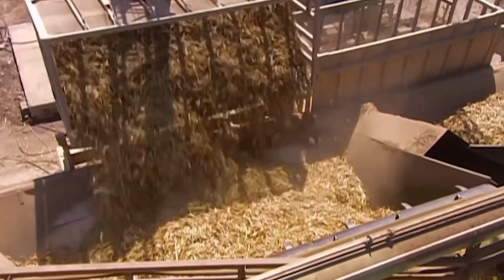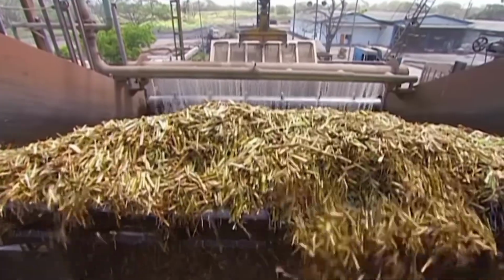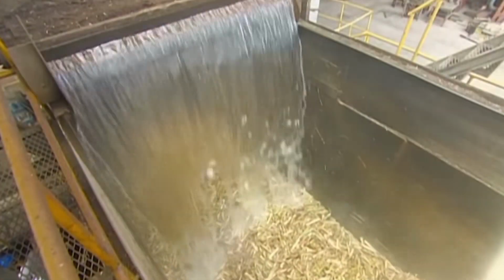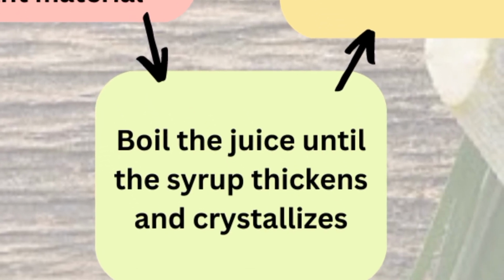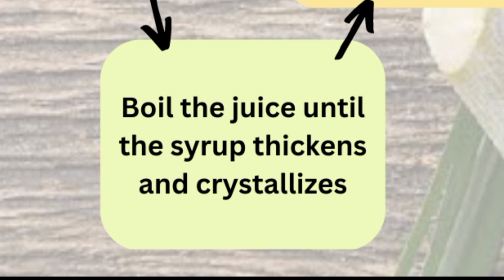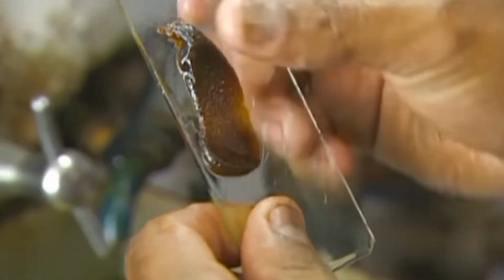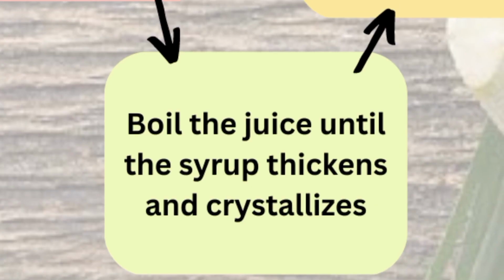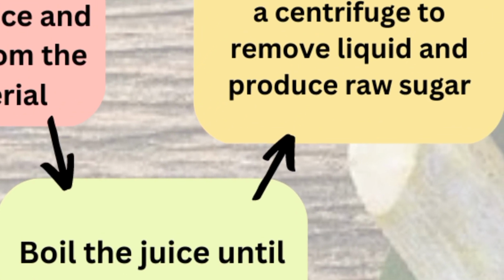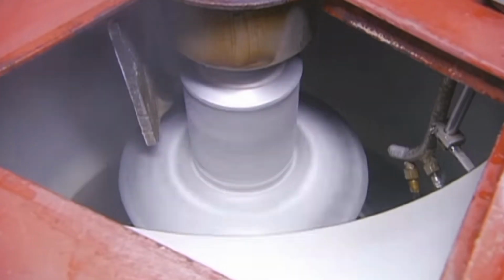At the sugar mill, the sugarcane stalks are washed and cut into shreds. Huge rollers press sugarcane juice out of the shredded stalks. Third, boil the juice until the syrup thickens and crystallizes. Fourth, spin the crystals in a centrifuge to remove liquid and produce raw sugar.